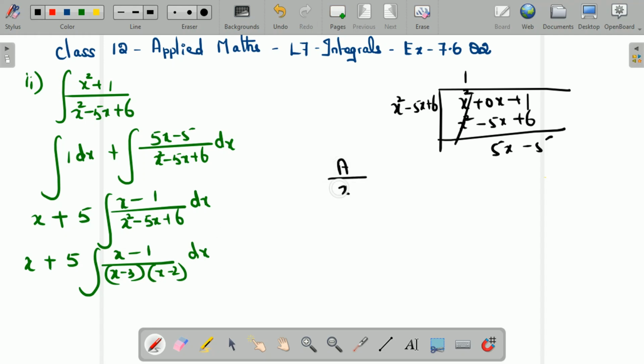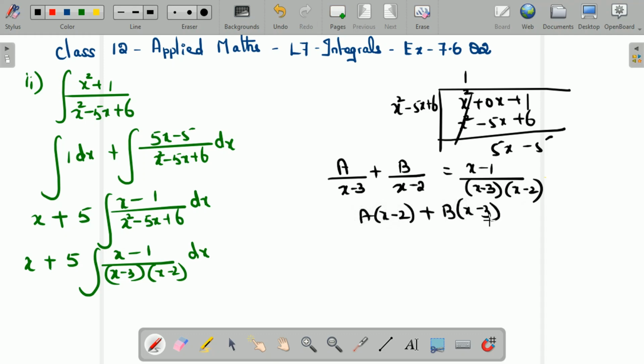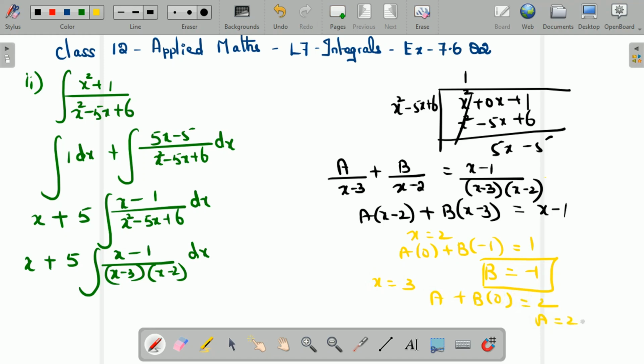So a divided by (x minus 3) plus b divided by (x minus 2) is equal to (x minus 1) by (x minus 3) into (x minus 2). So a into (x minus 2) plus b into (x minus 3) is equal to x minus 1. Let's put x is equal to 2. So a into 0 plus b into minus 1 is equal to 1. So b is equal to minus 1. Now put x is equal to 3. a into 1 plus b into 0 is equal to 2. So a is equal to 2.